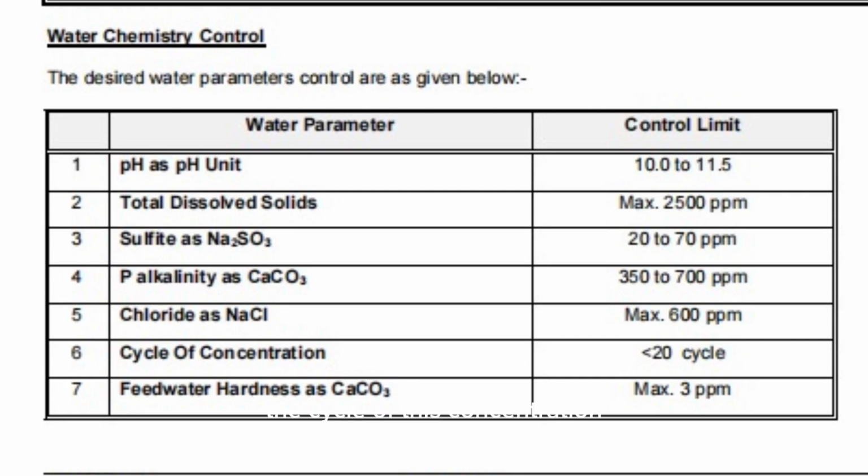The cycle of concentration is not bigger than 20 cycles, and lastly the feed water hardness is a maximum of 3 ppm. For this information data, just download it at the website of the Boiler Training Unit with the other data information.